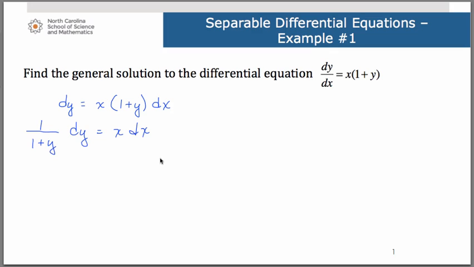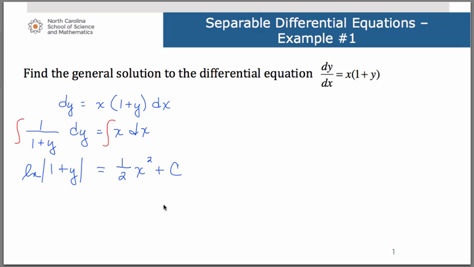We now take the antiderivative of both sides of the equation, and we find the antiderivative as we typically would. On the left side, the antiderivative of 1 over 1 plus y is the natural log of the absolute value of 1 plus y. You could think of doing this as a u substitution problem, but notice how the derivative of 1 plus y would simply have been 1 dy, so there really is no need to do u substitution. On the right side, we get 1/2 x squared plus c.